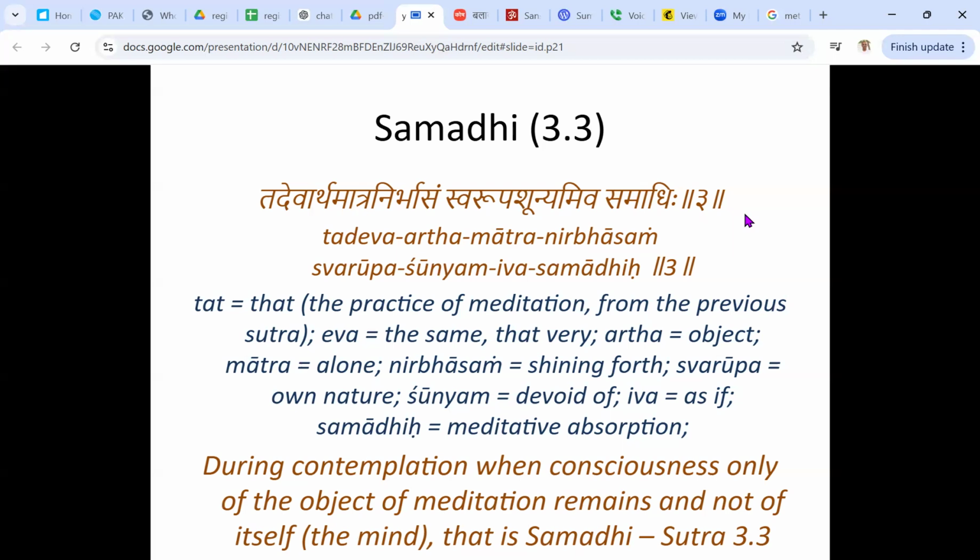Yes, sir. The meditator will not exist, the meditation will not exist, eventually. Yes, you're absolutely right. That's exactly what this sutra is saying. Arthamatra Nirbhasam. Arthamatra means the very essence of what you're meditating on, only that is occupying your entire mind. And you have already forgotten that you are the meditator.